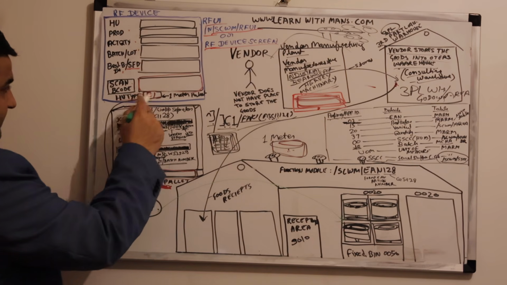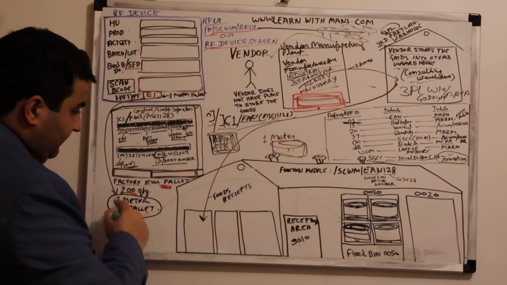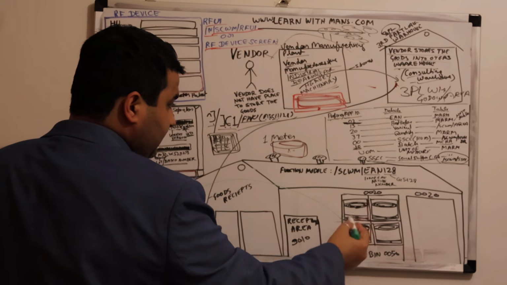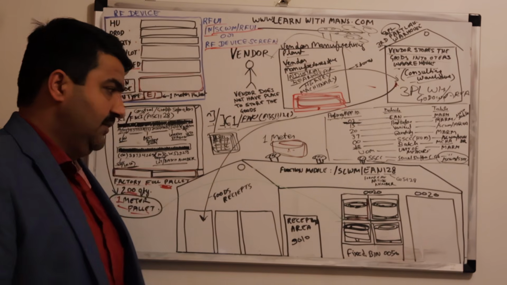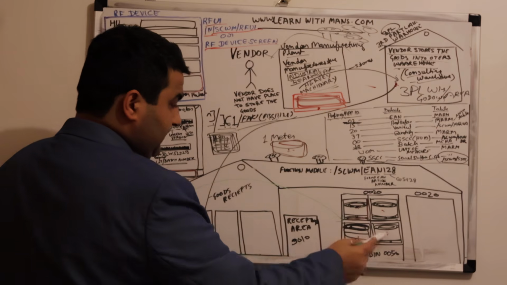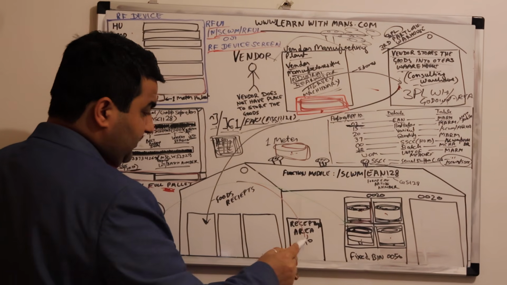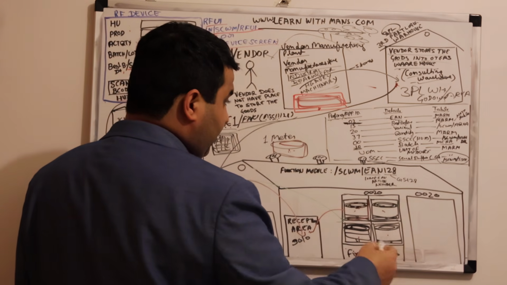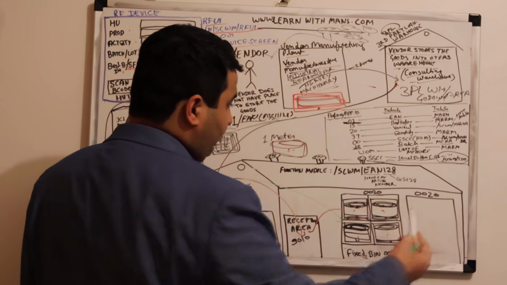Then what we do next is that the warehouse workers scan. Then we place this 1 meter HU into the 0020 hierarchy storage type. So we take it into the reception, then we place it here. Here we have the fixed bin, for example, this is 0020, we have the mode type.